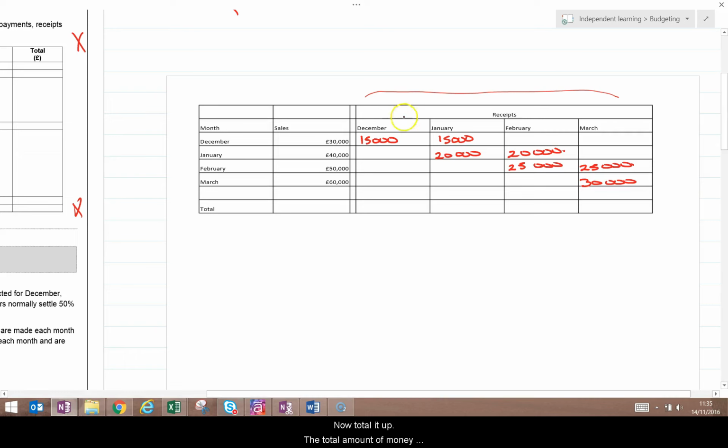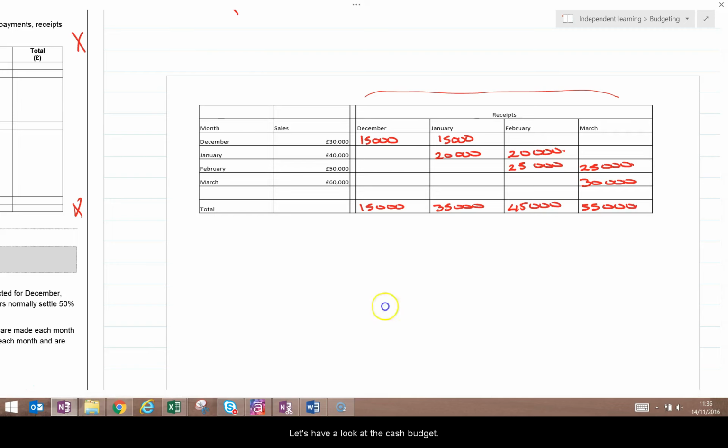So now total it up. So total amount of money received in December, £15,000. In January, 35,000. In February, 45,000. And finally in March, 55,000. So we have the figures to put into our cash budget.